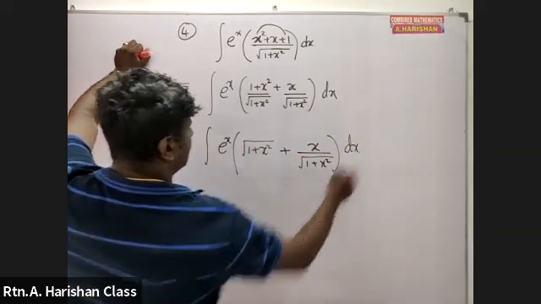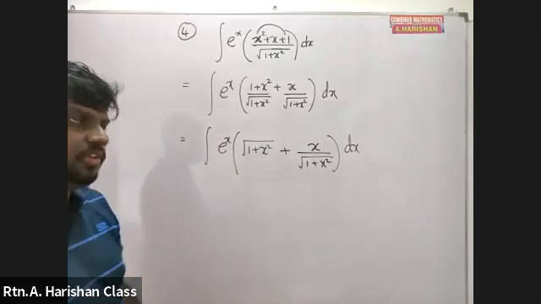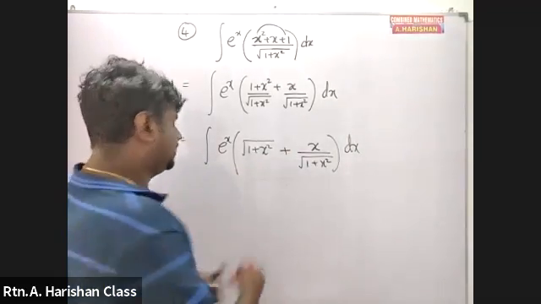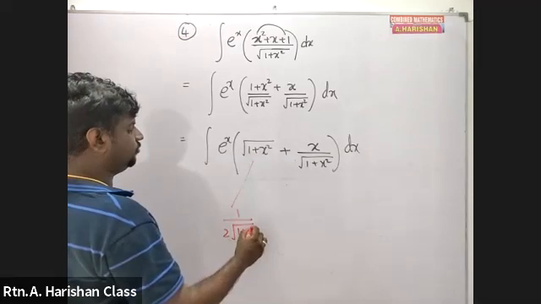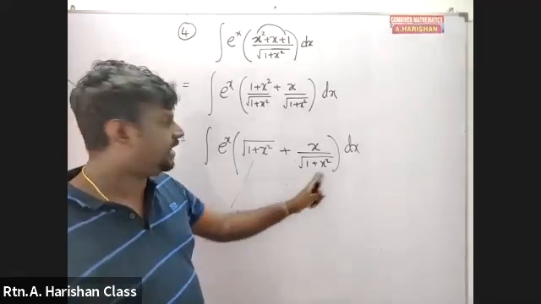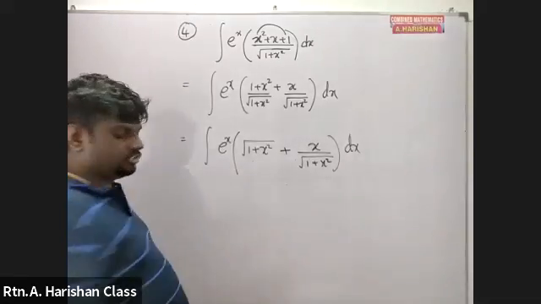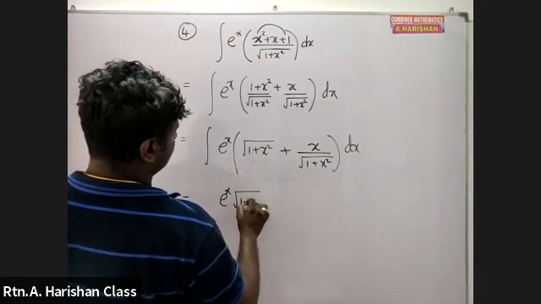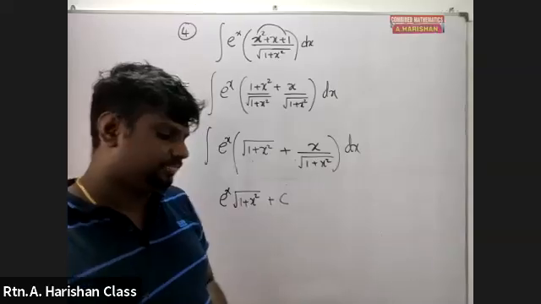So now can you see that one? If you differentiate this, what do you get? 1 over 2 into square root of 1 plus x squared into 2x. The 2 is gone. x over square root of 1 plus x squared, you are getting this one. That's it, finished there. So you can straight away put the answer: e to the power x into square root of 1 plus x squared. Is it clear?